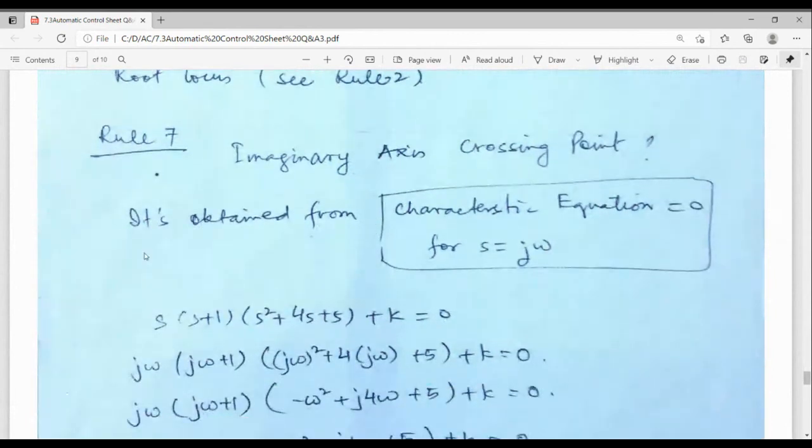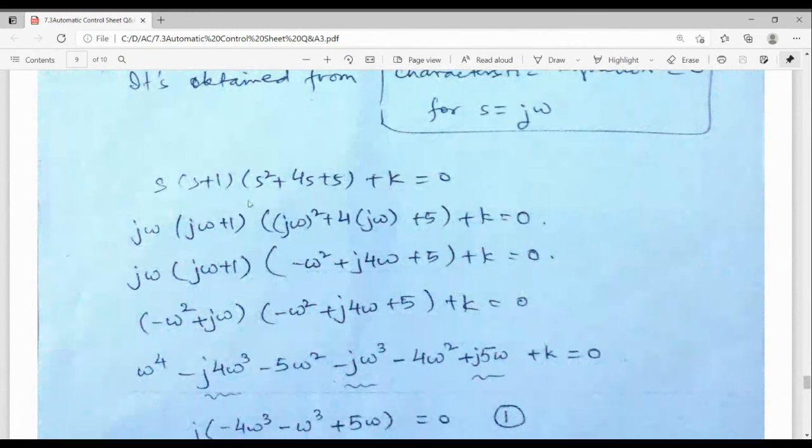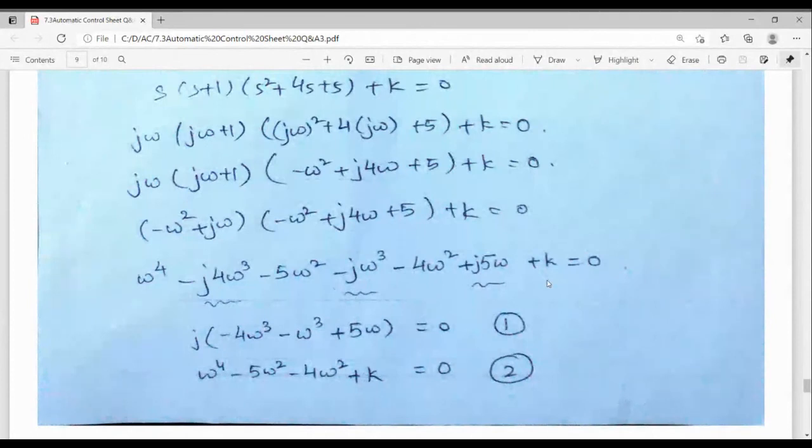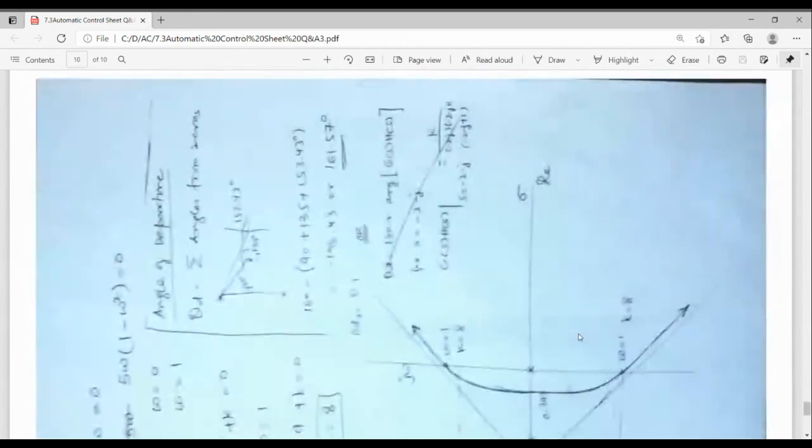Imaginary axis crossing point. It's obtained from characteristic equation for s equal to j omega. There is another method also. We will use this method. This is the standard equation plus k equal to 0. Substitute in the place of s as j omega. After you substitute, you will get this final equation. If you take j as common, you will get two equations: this equal to 0, this equal to 0. Taking j as common, this and this, and the remaining terms equal to 0. There are two equations now.